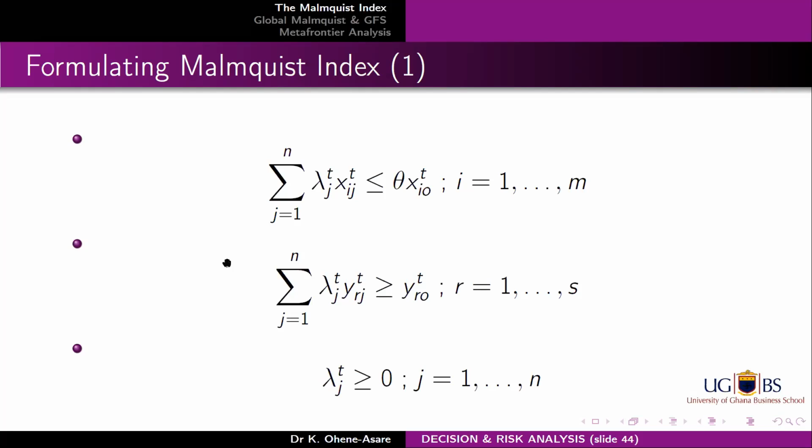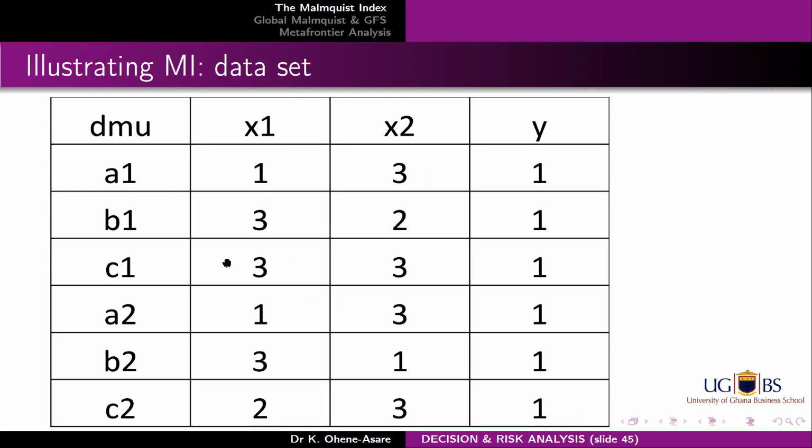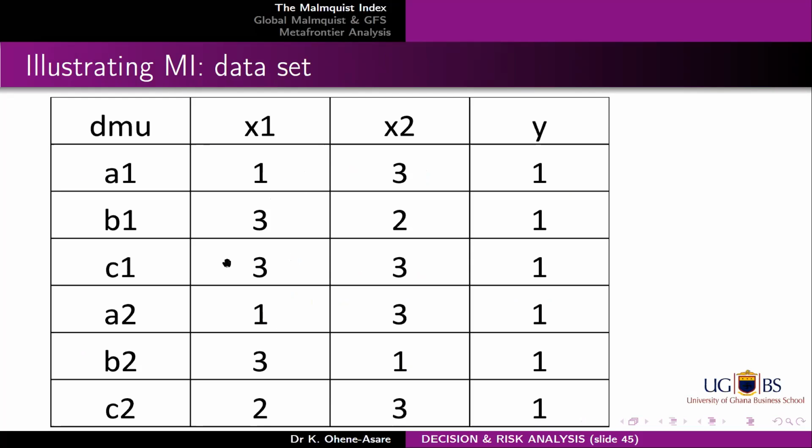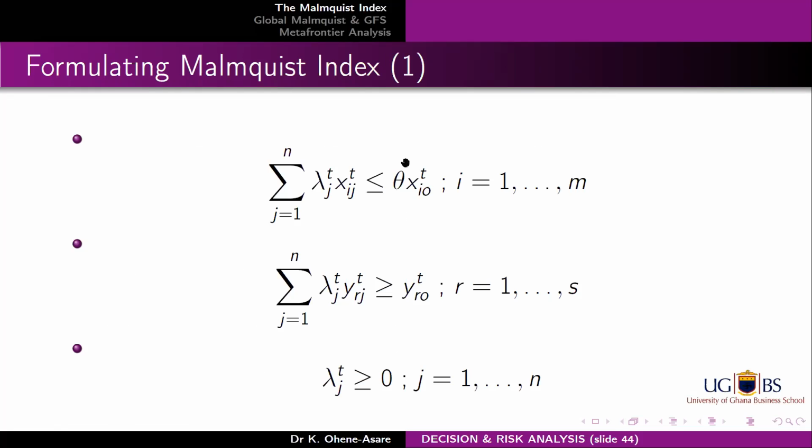Now, if it was own period for T plus 1, everything would be the same. The only difference would be for T plus 1. Now, what I want you to do is, how do you use this data set to do the own period efficiency score for C1? How do you formulate C1 in connection with this?